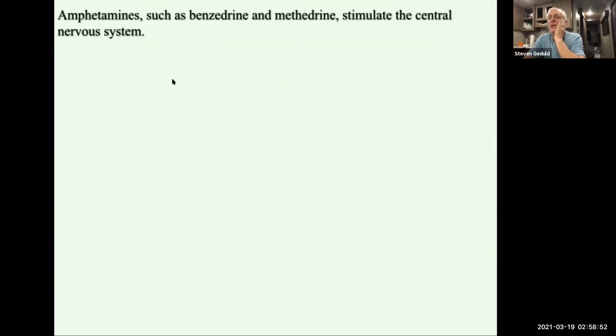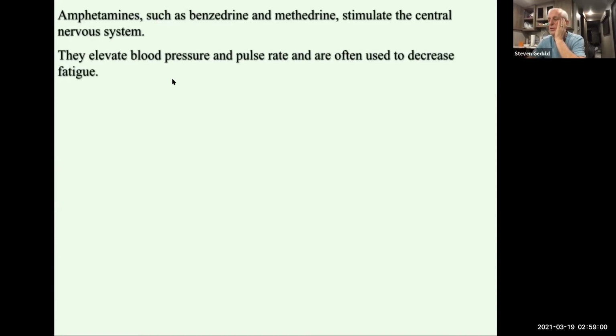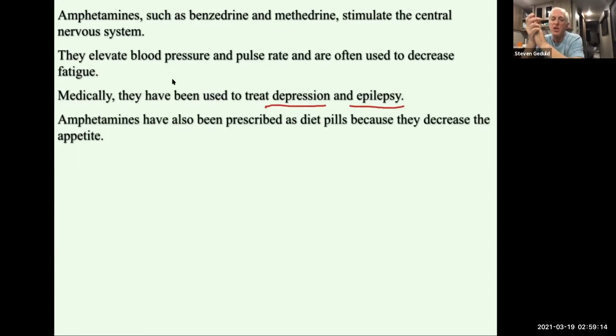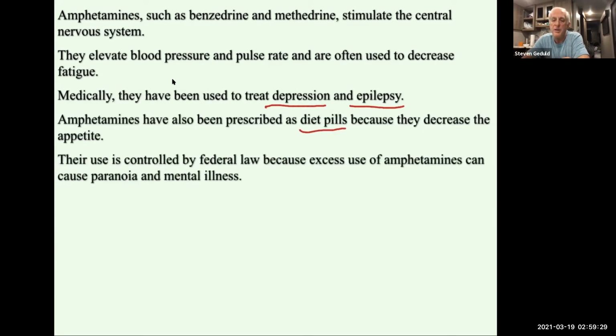Amphetamines, like Benzedrine and ephedrine, stimulate the central nervous system. That's what amphetamines do. They elevate blood pressure, elevate the pulse rate, and are used to decrease fatigue. They're uppers. They have been used to treat depression and epilepsy. Amphetamines have also been described as diet pills because they decrease the appetite. They're not prescribed as diet pills anymore. Amphetamines are very addictive. They're controlled by federal law because excess use of amphetamines can cause paranoia and mental illness.